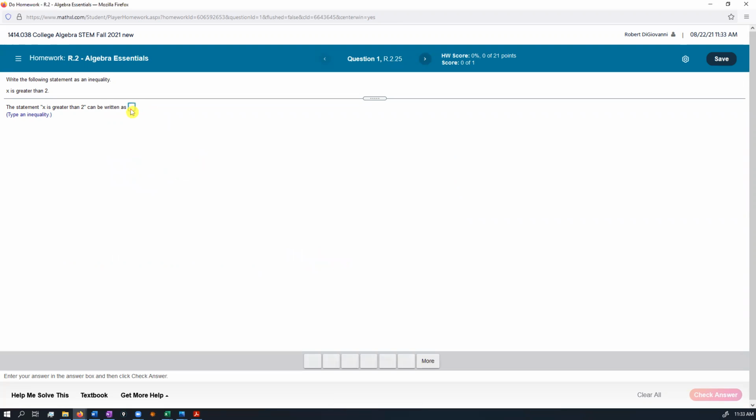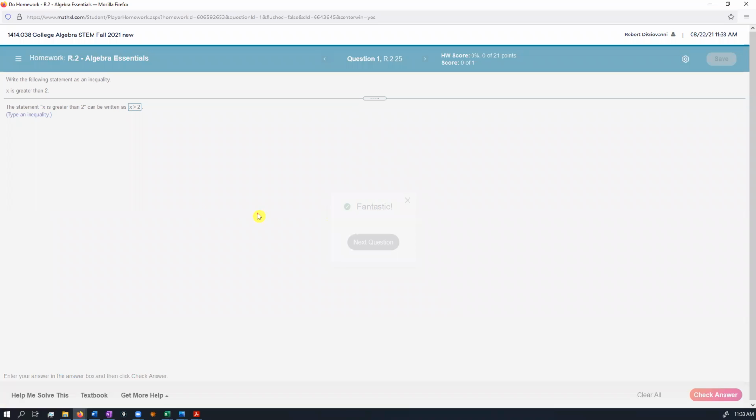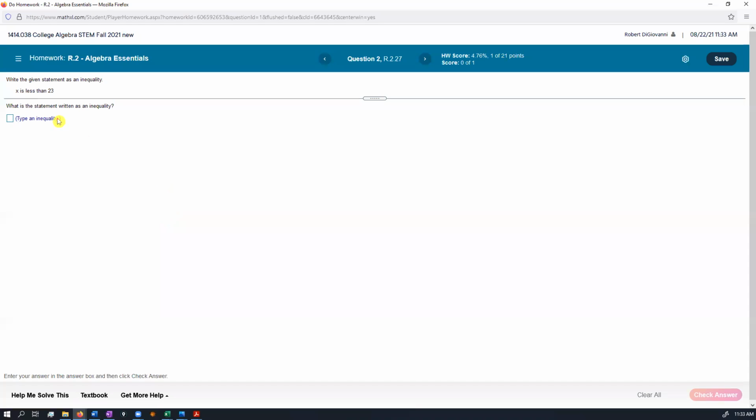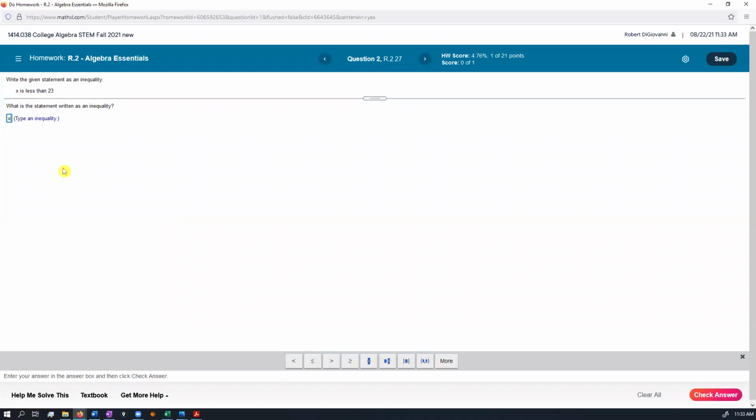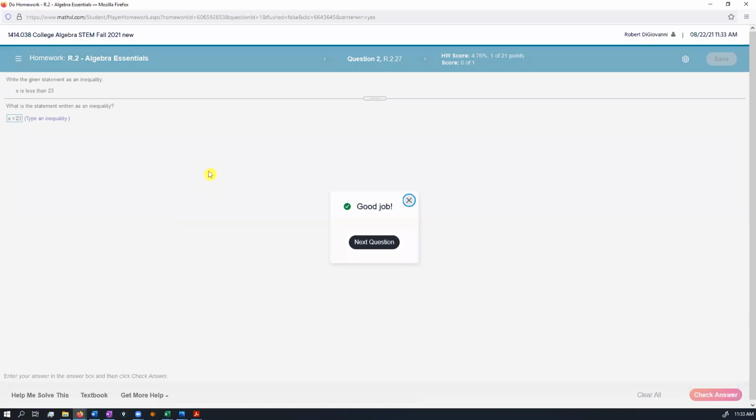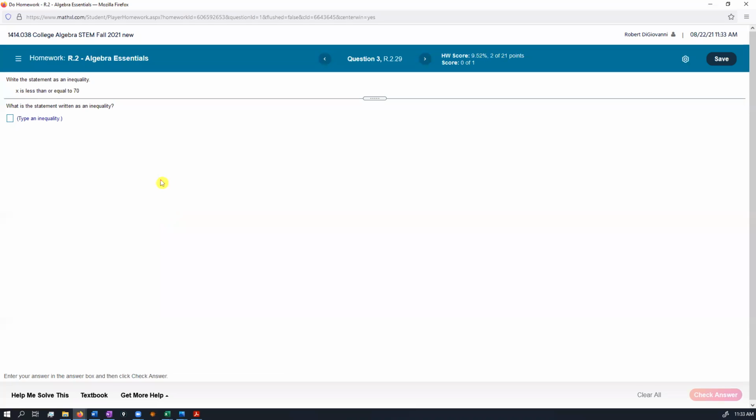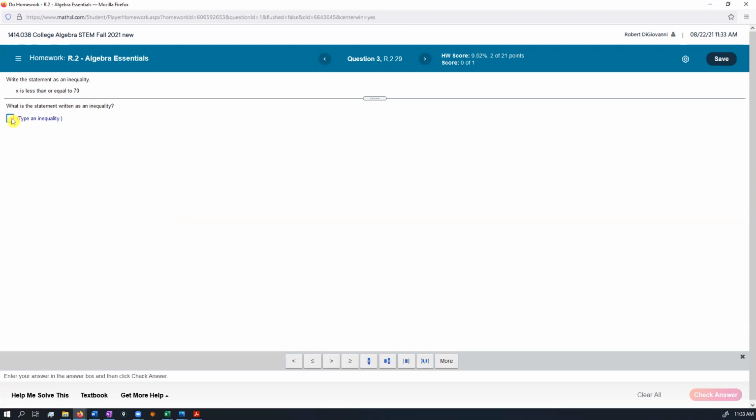Oh, I need to put the answer in. X greater than 2. Check answer. Next question. Okay, X is less than 23. Now we can use these symbols down here, less than 23. Check. Okay, X is less than or equal to 70. So X must be less than or equal to 70. Check.